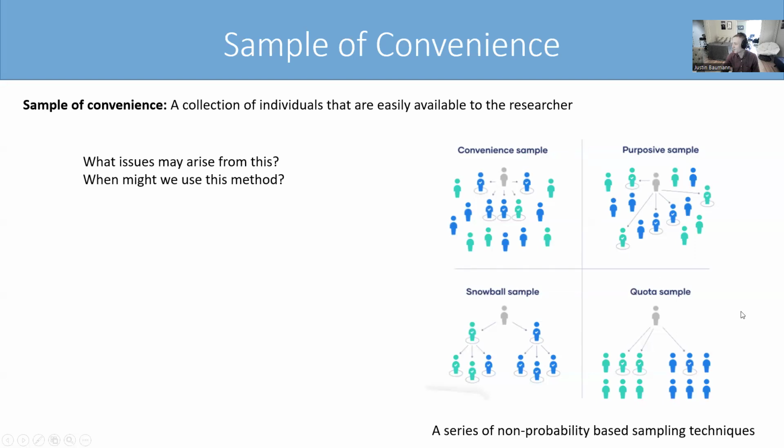A quota sample, where you say, okay, I know that there are 2 different perspectives. I have to take a green perspective and a blue perspective. So I'm going to talk to X number of green and X number of blue.